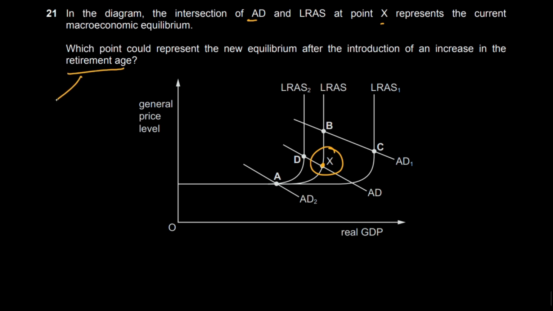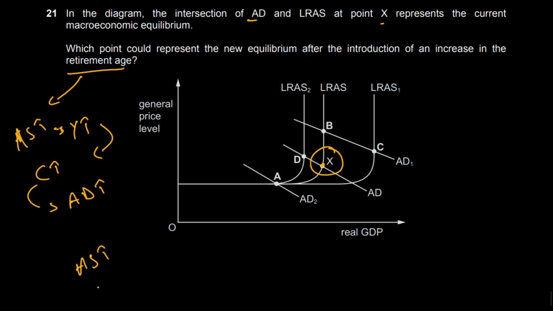An increase in the retirement age will lead to an increase in our aggregate supply, which will lead to an increase in income, which will lead to an increase in consumption, which leads to an increase in our aggregate demand. So by looking at just this one policy, we can deduce that our aggregate supply will increase and our aggregate demand will increase too. Let's apply both these changes in our graph. First of all, we are at X.